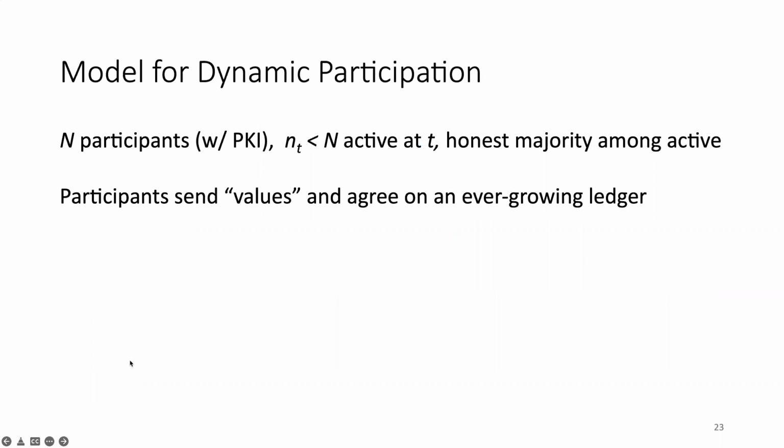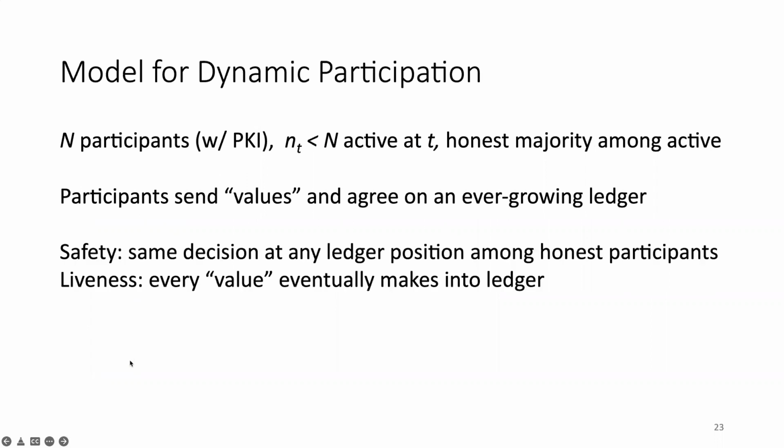Okay. So this is the one sentence model for dynamic participation. The problem we're trying to solve is that participants send values and agree on the ledger, or on a sequence of values. It's standard to separate that problem into safety and liveness. Safety says no conflicting values. Liveness says we keep adding new values into the ledger.